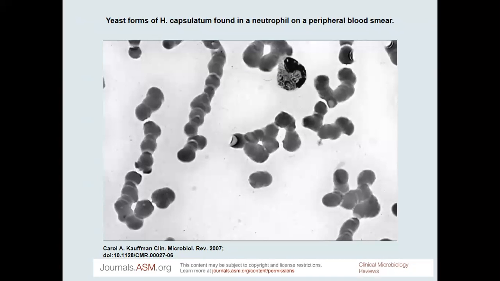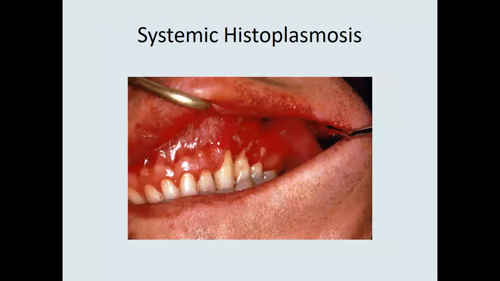phagocytize and kill histo. You know, the problem with histo and really several other fungi is they are able to withstand phagocytosis a good bit due to some of the enzymes that they are able to secrete. They can withstand that process, and that's what makes them more pathogenic for us. And there's another example of that dissemination where it has spread to the mouth.